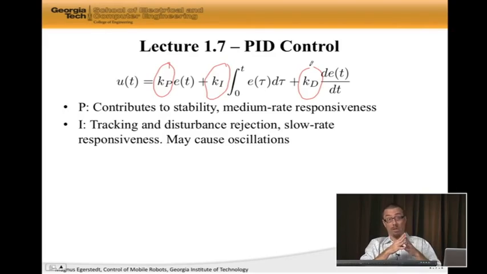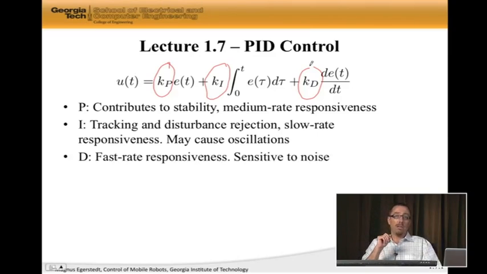Now, it's much slower in the sense that you have to accumulate errors over time to respond to them, because it's an integral. So it responds slower, and there is a little bit of a warning I need to make there. By making KI large, you may very well induce oscillations. So this is not, oh, I'm going to pick all of them a million and go home. No, you have to be a little careful in how you actually select these gains.